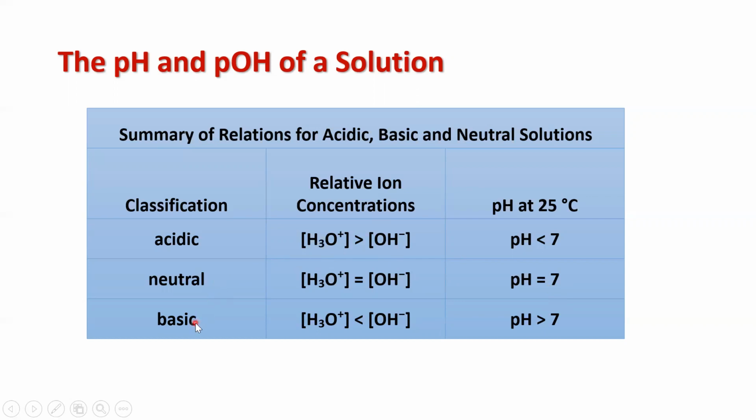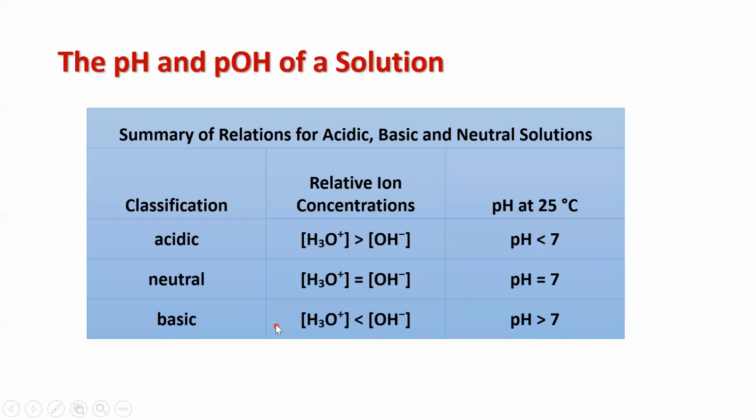If we have a basic solution, the hydroxide ion concentration is bigger than the hydronium ion concentration. And since the hydronium ion concentration is now less than 1 × 10⁻⁷, the pH is going to be greater than 7. And the farther away from 7 we get, the bigger the pH is, the lower the hydronium ion concentration is, and the more basic the solution is.